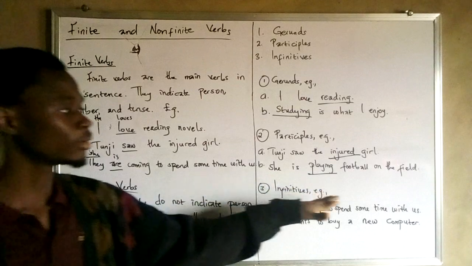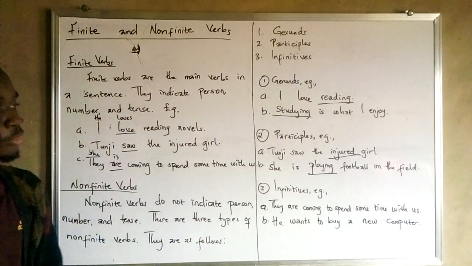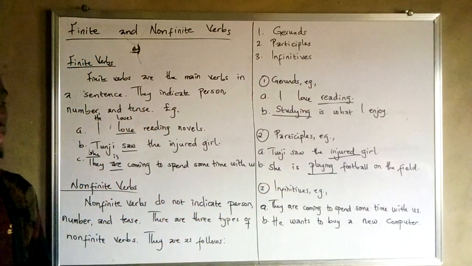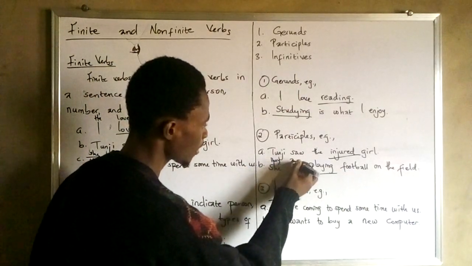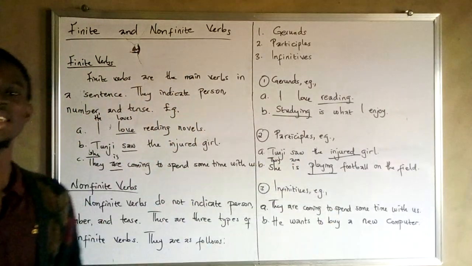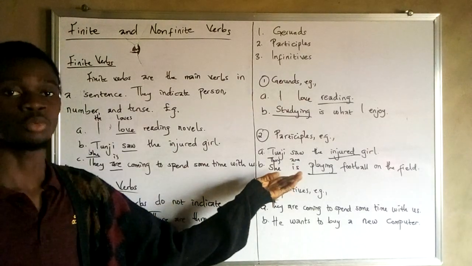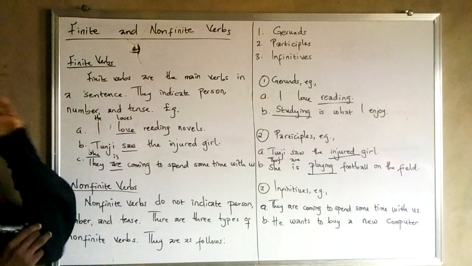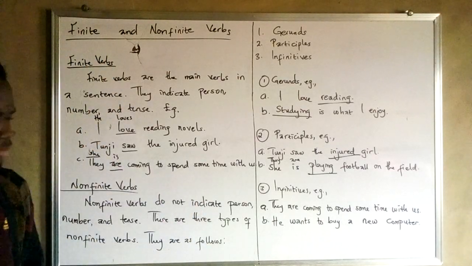They are playing football on the field. In this case, we have playing remaining the same without changing. She is playing football on the field. They are playing football on the field. So in this case, the playing there is a non-finite verb, because it doesn't change if we change the nature of the subject. So it doesn't agree with the number of things, or it doesn't indicate the person in an expression. It remains the same.